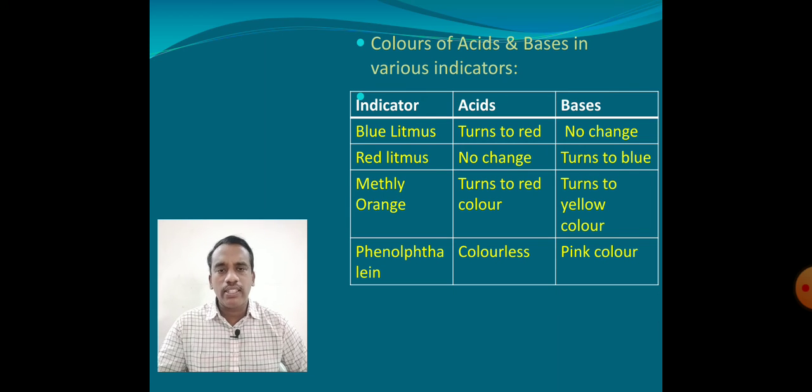Okay. Now let us see the next indicator, called phenolphthalein. In acids, what does it appear as? It appears as a colorless solution. But in the bases, it appears as a pink color solution. Very, very important tabulated data, children.